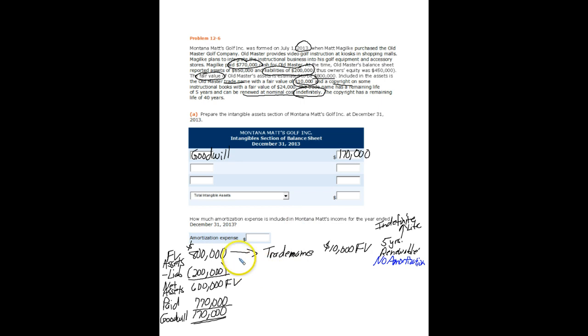The other intangible asset included in that $800,000 was the copyright, and that had a fair value of $24,000. The copyright has a remaining life of 40 years, so it has a definite life of 40 years. So we are going to amortize that. Let's divide by 40 years, and we will get $600 a year.